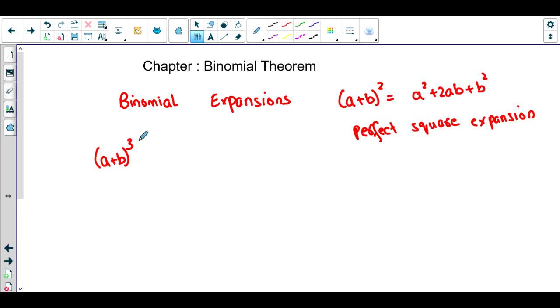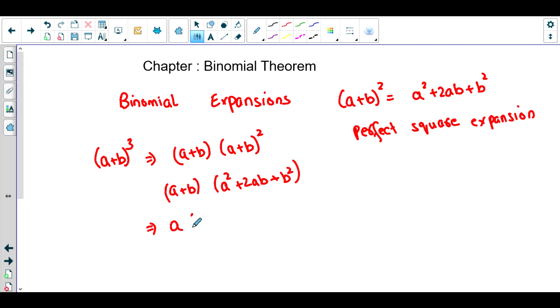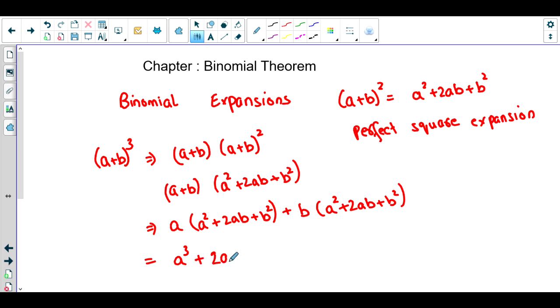This is also a formula used, but if we want to solve it by expanding, how can we do it? It can be written as a plus b into a plus b whole square, and a plus b whole square is a square plus 2ab plus b square. Then we expand the multiplication: a square plus 2ab plus b square, plus b into a square plus 2ab plus b square. What will be a into a square? It will be a cube plus 2a square b plus ab square, plus a square b, sorry about that, a square b plus 2ab square plus b cube.